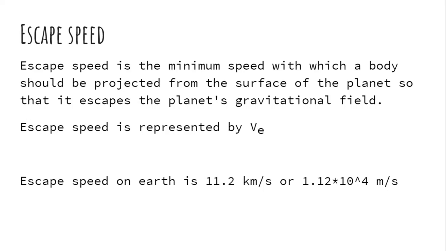So, escape speed. It's not the speed you need to escape someone. It is the speed which an object or you need to escape from the Earth's gravitational field. Not a person, don't worry. If you meet this certain speed, the object will be able to escape the gravitational field. Otherwise, it will fall back right onto your face. And this escape speed is represented by VE. The escape speed on Earth is 11.2 kilometers per second or 1.12 into 10 to the power of 4 meters per second.